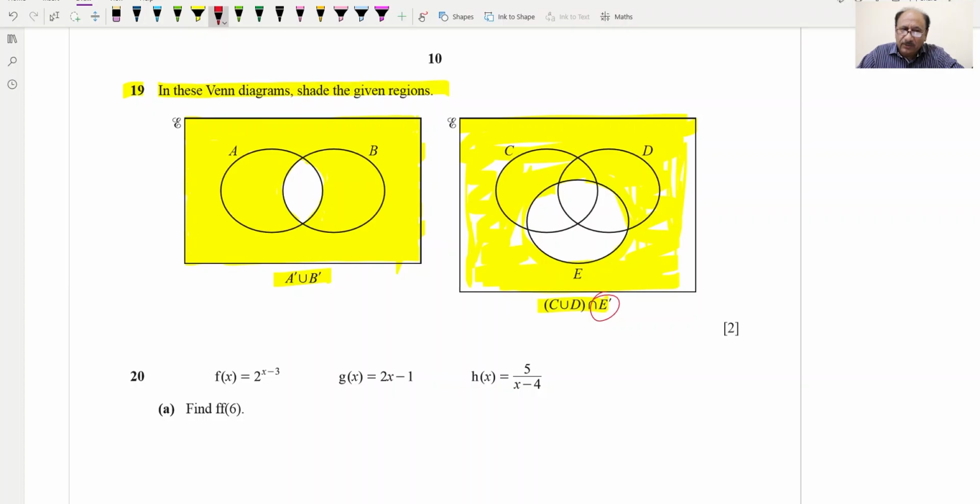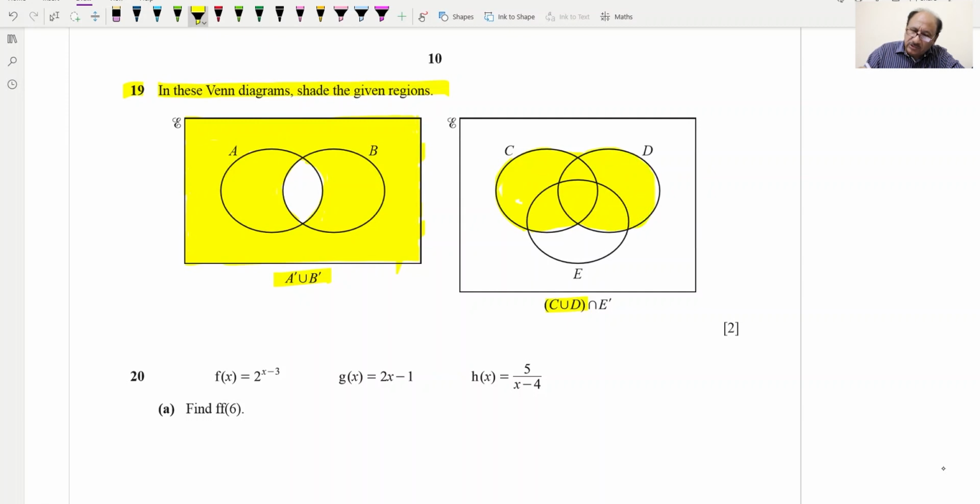So E complement will be basically, this is C union D. Basically, this one is wrong. I will reshade. C union D part, I will reshade. C union D is this portion. This is C union D portion. Hopefully you understand this one.